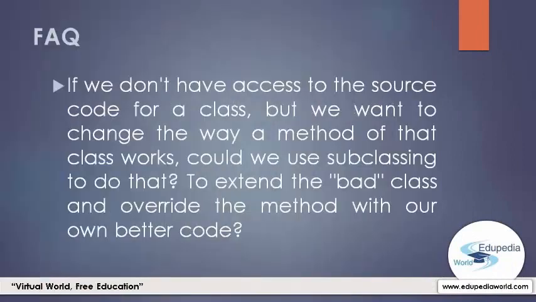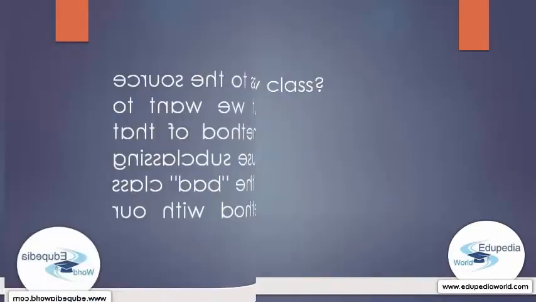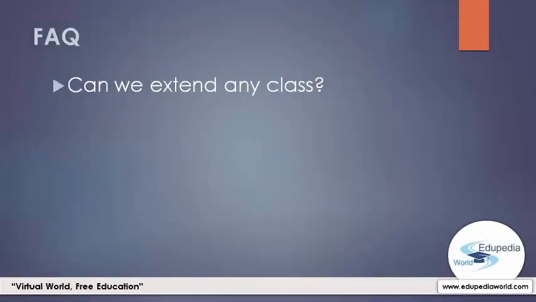Now the second question. If we don't have access to the source code of a class, but we want to change the way a method of the class works, could we use subclassing to do that? To extend the bad class and override the method with our own better code? Yep, that's one cool feature of object orientation. And sometimes it saves you from having to rewrite the class from scratch or track down the programmer who hid the source code.